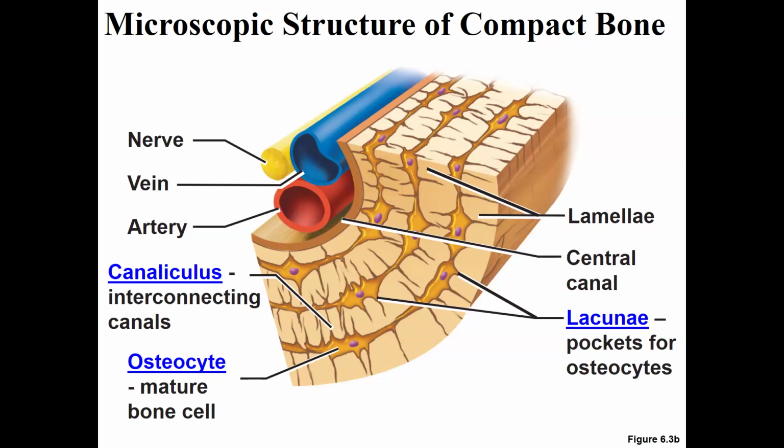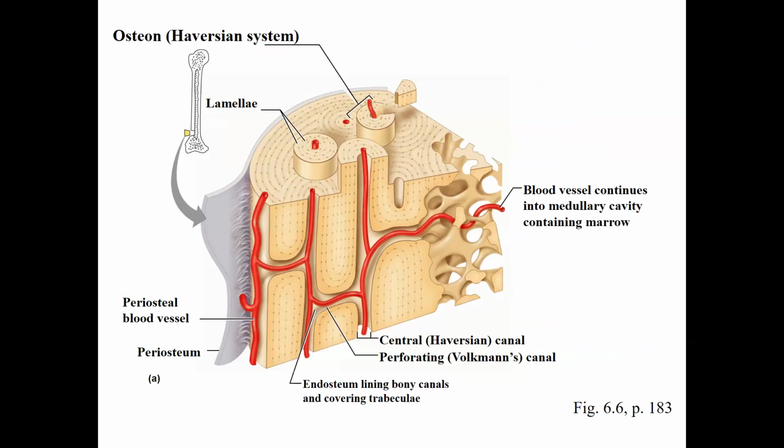Where do you get the nutrients from? The central canal, the central hub, right? Which might have got its nutrients from one of those Volkmann canals. The Volkmann canals, notice where they come from? They communicate with the outer part of the bone where the arteries come to the bone in the first place. So it's an intricate little weaving of circulation to get to that central canal from the outside of the bone.